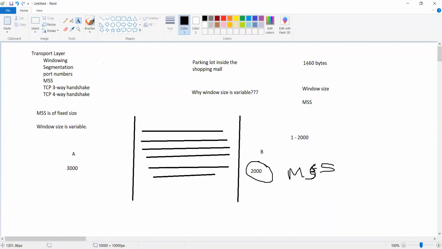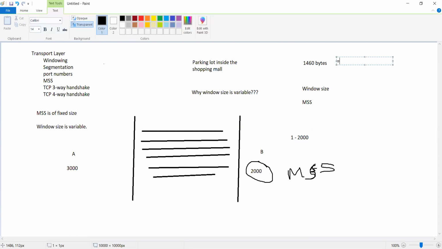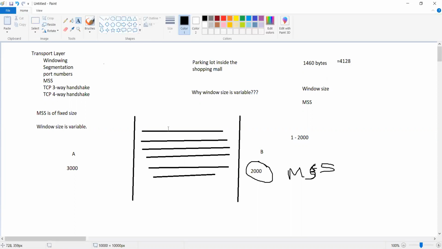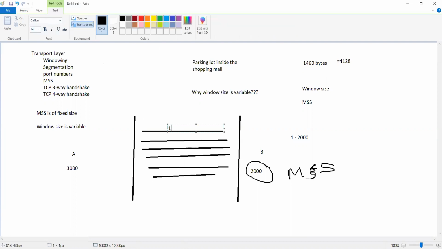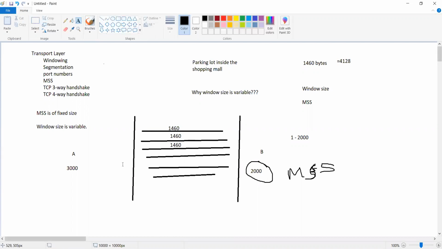Meaning, 1460 times some value equals 4128 is sent to device B at a time, as a group of segments. For example, in case of window size, individually 1460 is sent, that's for sure: 1460 segment 1, 1460 segment 2, and so on up to the value of 4128. If you add these, you should get 4128. Once the 4128 is done, you'll have an acknowledgement in this direction. Are you able to understand, or any confusion? No, I can understand. Okay, this is what I'm trying to mention.